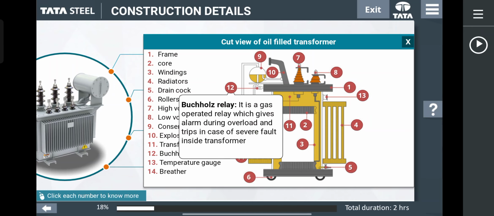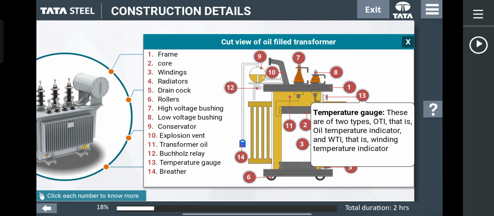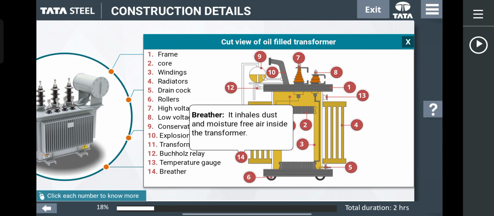Buchholz relay. It is a gas-operated relay which gives alarm during overload and trips in case of severe fault inside transformer. Temperature gauge. These are of two types, OTI, that is, oil temperature indicator, and WTI, that is, winding temperature indicator. Breather. It inhales dust and moisture-free air inside the transformer.